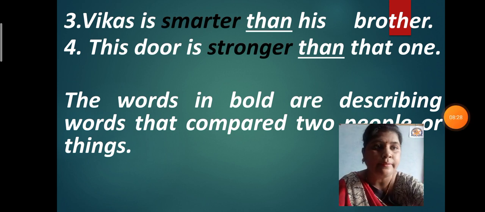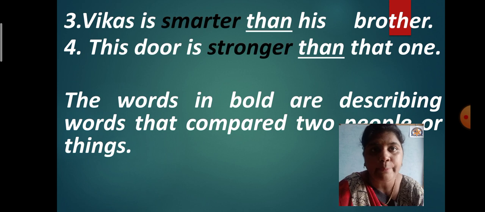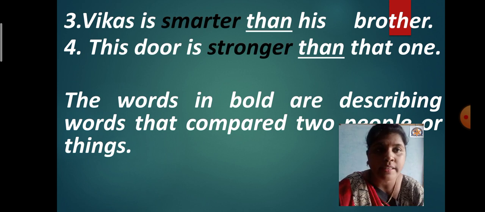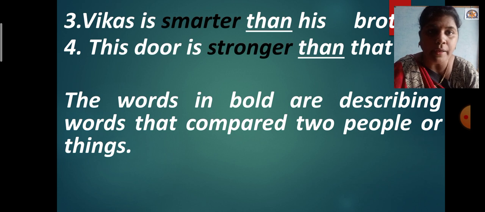So these words are written in black ink, smarter and stronger. These are the comparing words. Once again we will see in detail. The words in bold are describing words. The words in bold are describing words that compare two people or things.